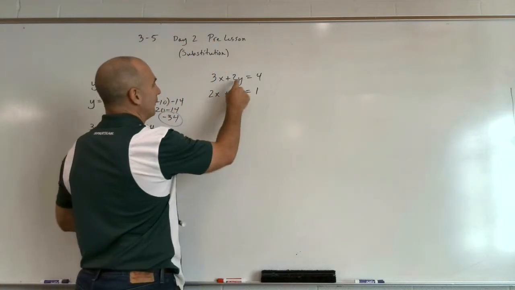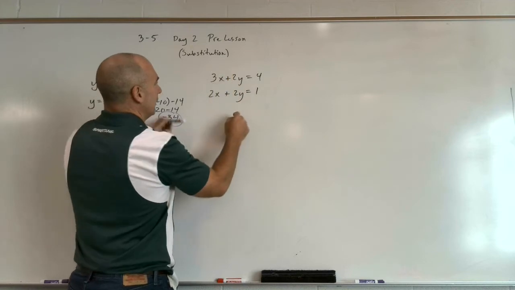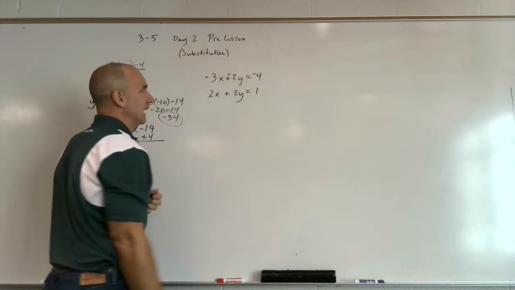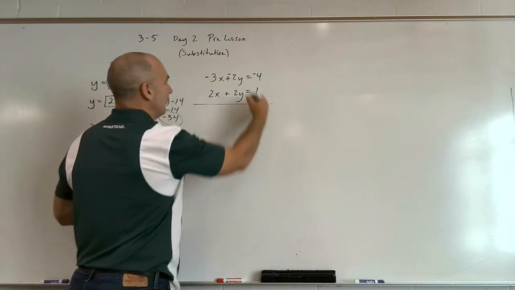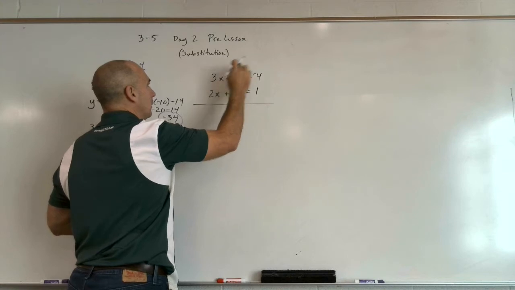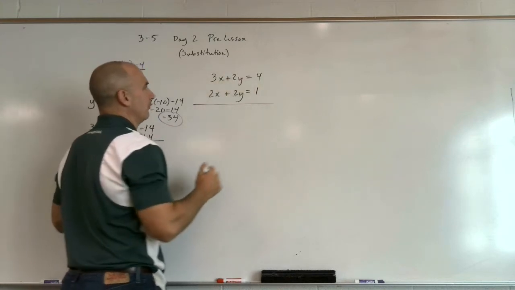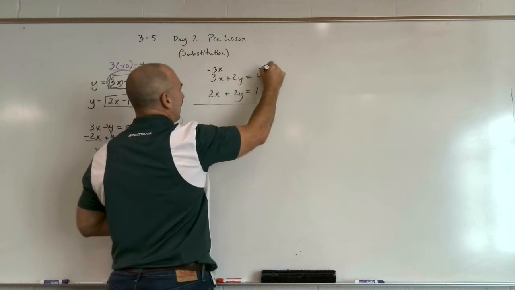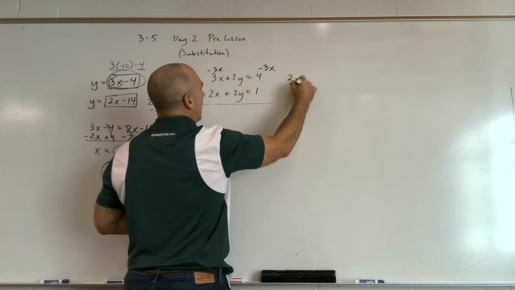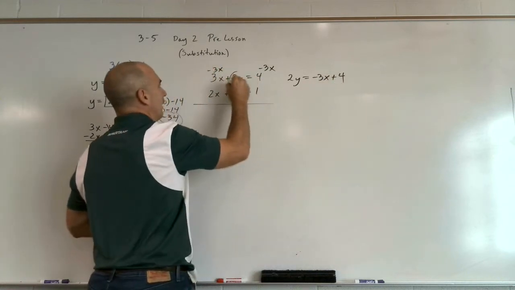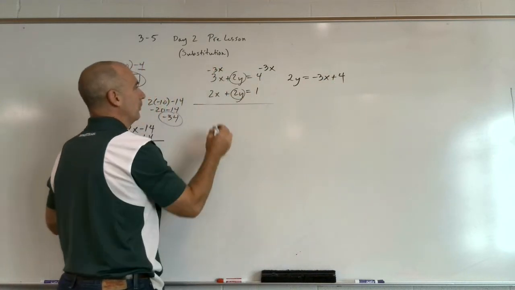Now look at this one. I could definitely just multiply this all by -1, then add, because these would cancel. And boy, would that be easy. But just to show you another trick of substitution, I'm going to subtract 3x from both sides, and I get 2y equals -3x plus 4. See, I notice I have a pair of 2y's in each of them.